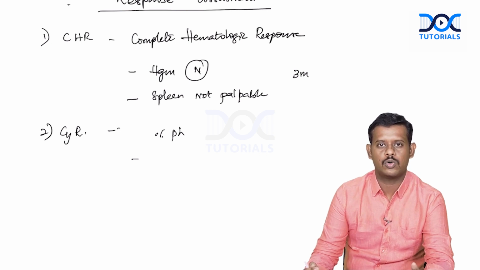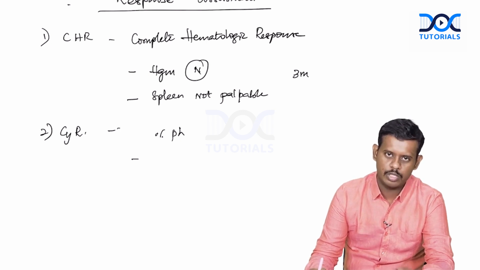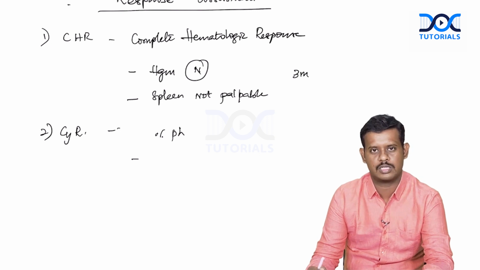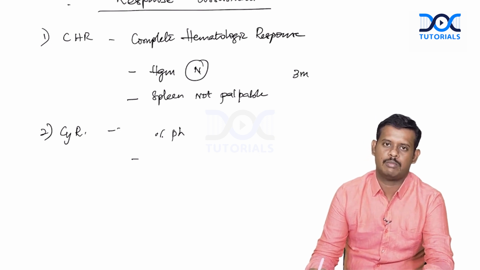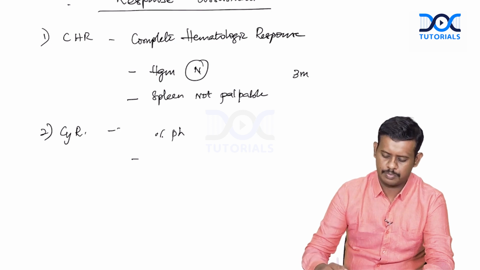Rather, we correlate your molecular response from the peripheral blood to the possible response which can happen in your bone marrow. So we are not doing bone marrow anymore for response assessment. Rather, from the peripheral blood, you do a response assessment, that is molecular assessment. You try to correlate to the possible bone marrow response.